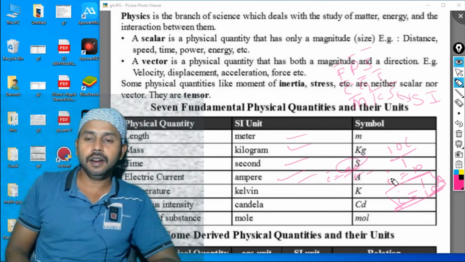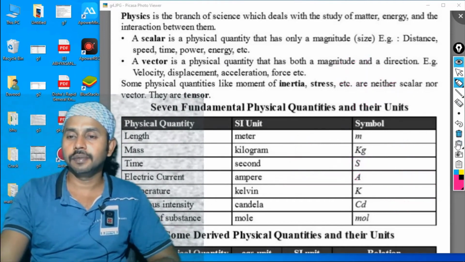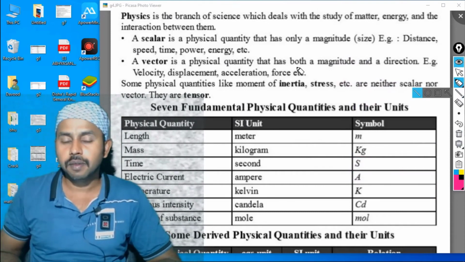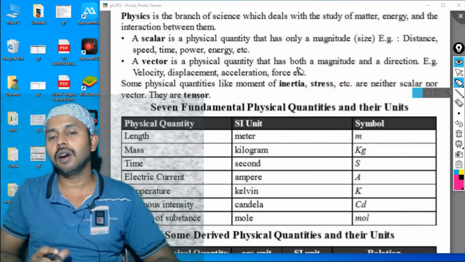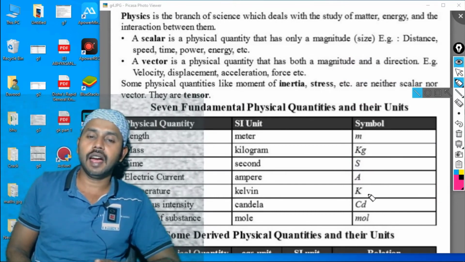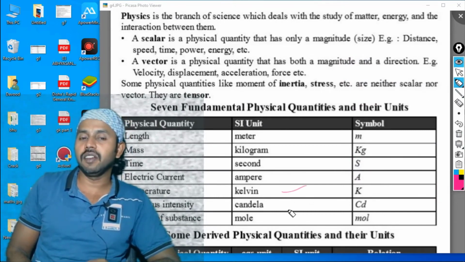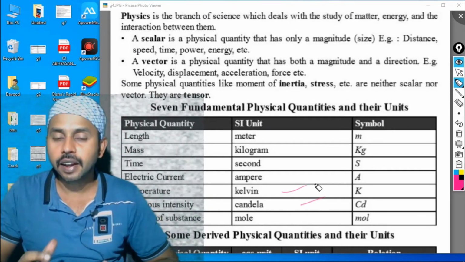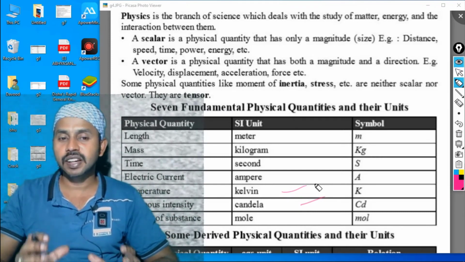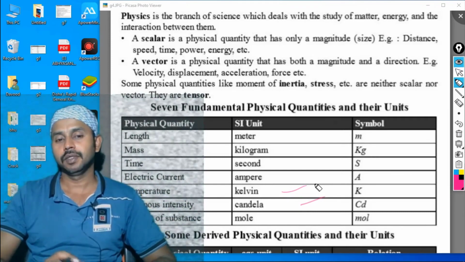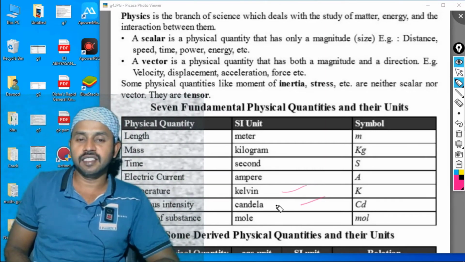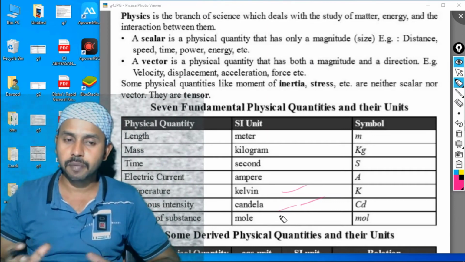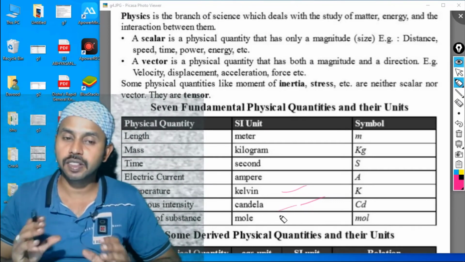Next, temperature, measured in kelvins. Temperature is related to energy flowing from a hot body to a cold body. Next, luminous intensity, measured in candela. For example, a light has some candela, meaning its luminous intensity or power intensity. Next, amount of substance, measured in moles. When we take some substance in a chemistry lab, it is always considered in moles.